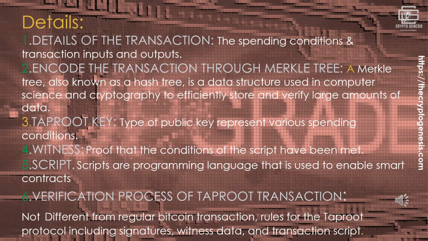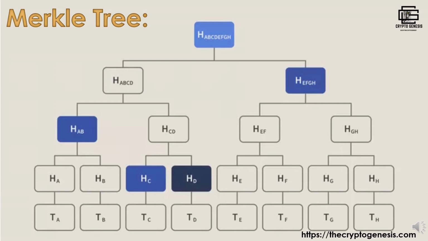Verification process of Taproot transaction. Taproot transactions are indistinguishable from a regular Bitcoin transaction. The miners verify the transaction by checking that it meets the consensus rules of the Bitcoin network, including the rules for the Taproot protocol. This involves checking the digital signature, witness data, and other details of the transaction script to ensure that it is valid and meets the condition required to release the funds. In simple language, Taproot is a technology upgrade for the Bitcoin network that enhances its script capabilities, improves privacy, and reduces transaction cost. Now we will see the Merkle tree in detail.